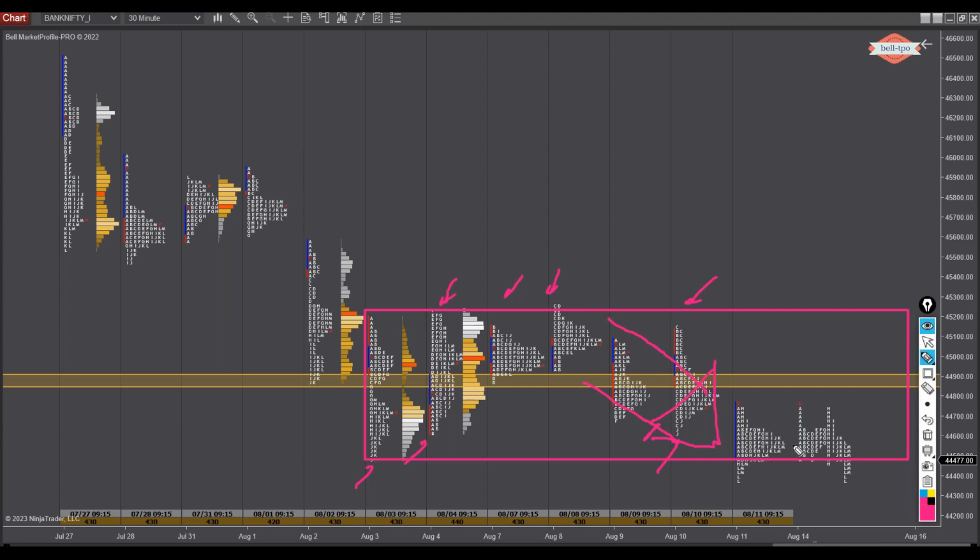Now if we come to the bottom of the range, what is the expected behavior? Buyers should come in and push the auction back up. If it does not happen, if buyers cannot push the auction back up, what it tells us is that buyers are not trying to defend this low, the low of the range, and in that case we might explore lower. Make sense? So this is how you are going to track the markets.